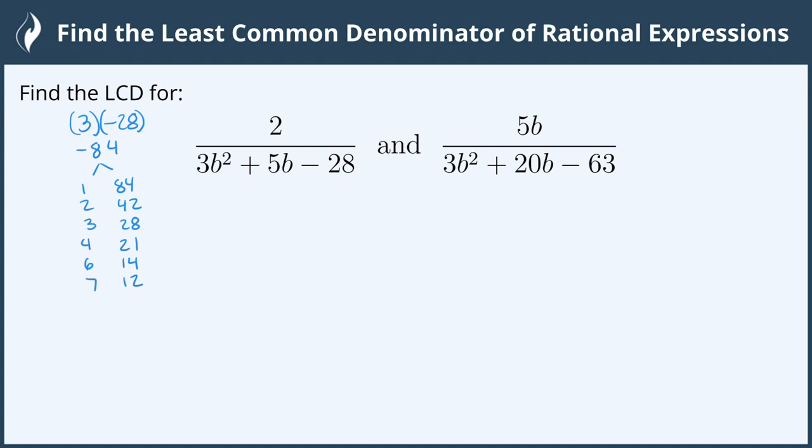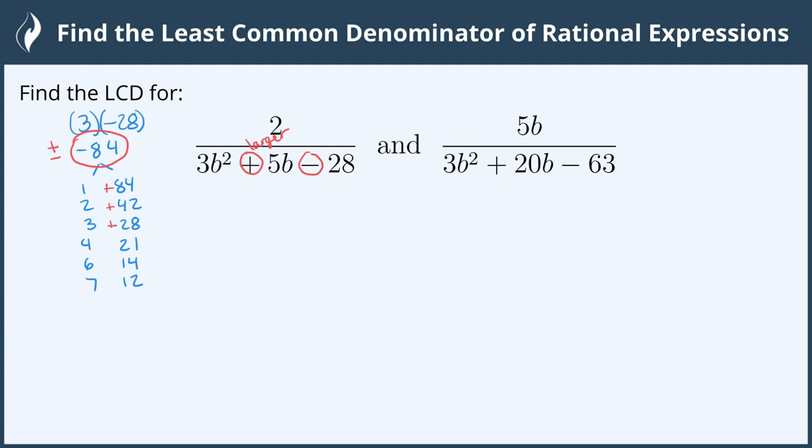So now let's go through and look at the signs of our trinomial. The negative at the end tells me that our two factors will be different signs. One will be positive and one will be negative, which we know because it needs to equal negative 84. Then we look at the middle term, which is positive. That tells us that the larger of the two factors will be positive.